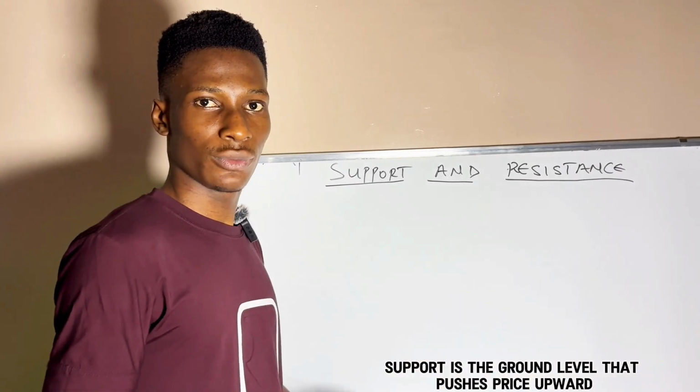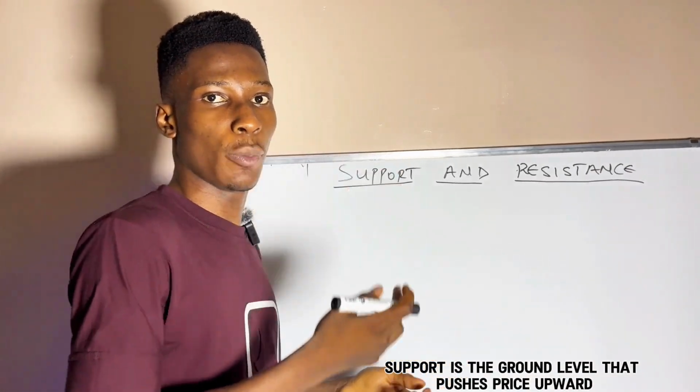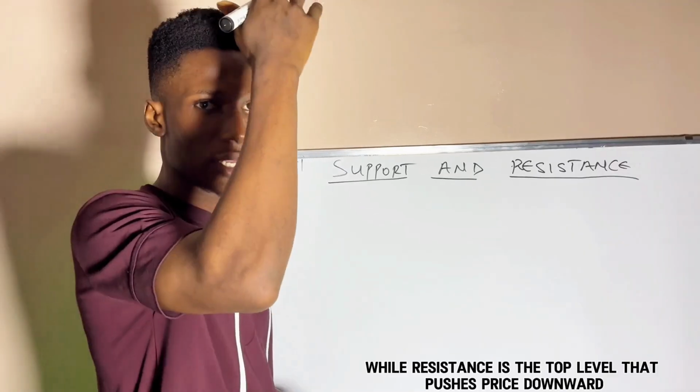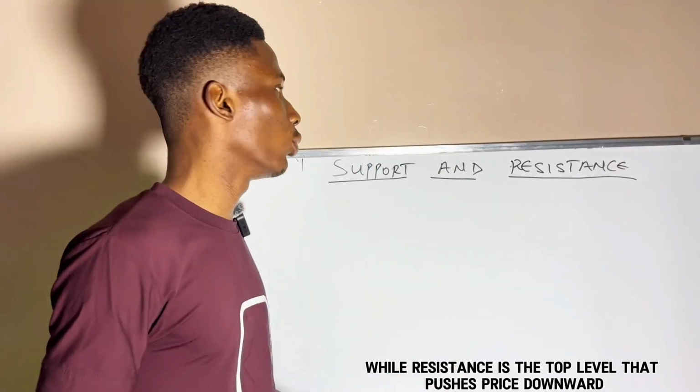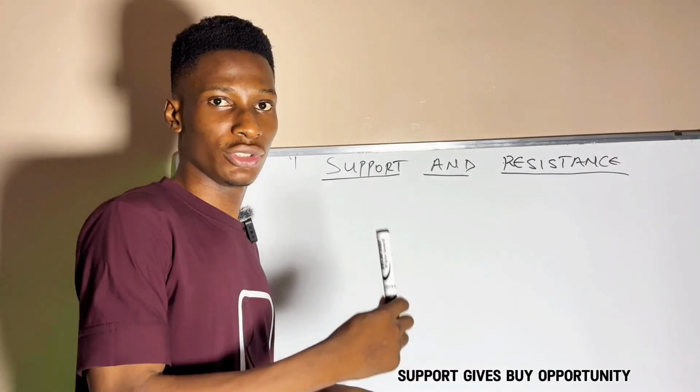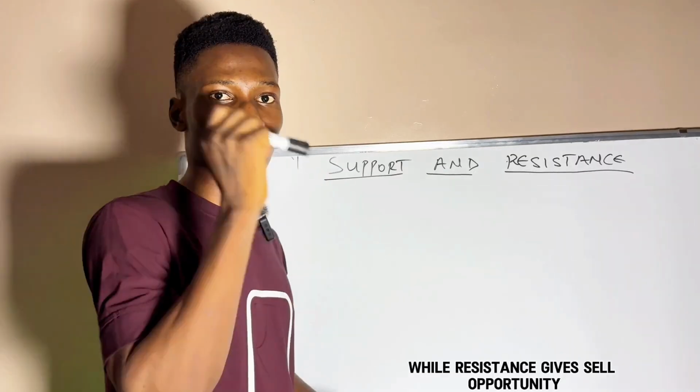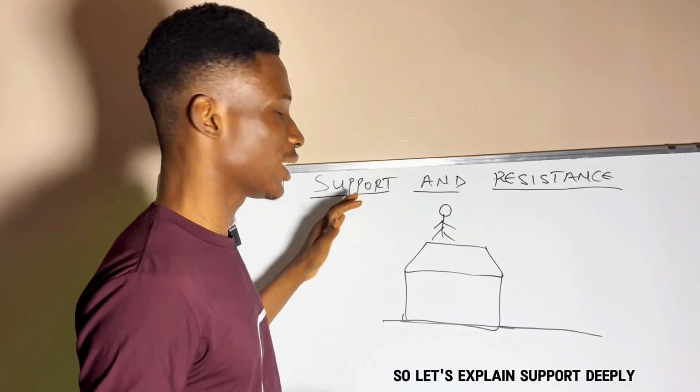Support is the ground level that pushes price upward, while resistance is the top level that pushes price downward. Support gives buy opportunity, while resistance gives sell opportunity. So let's explain support deeply.